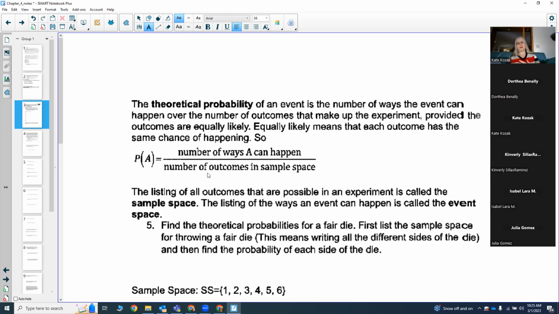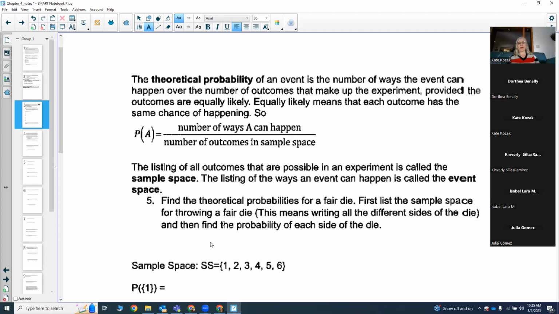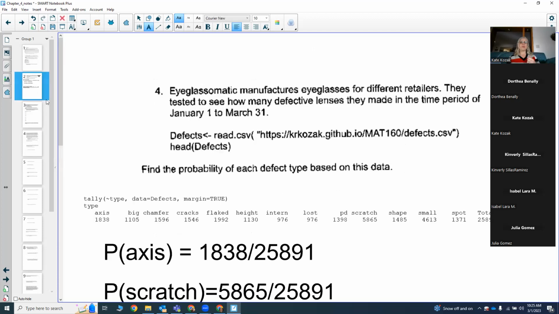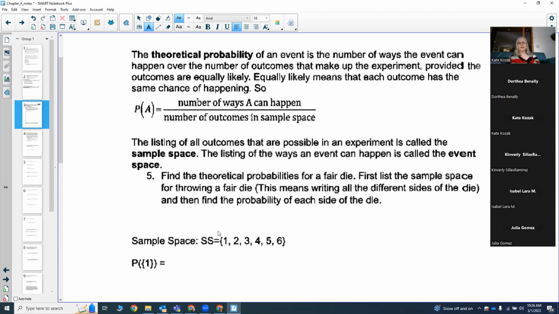So every probability, every example we do has what we call a sample space, which is a listing of every possible outcome that can possibly happen. So when I roll a die, I can get 1, 2, 3, 4, 5, or 6. So that's my sample space because I'm listing out all the different ways they can happen. On this previous example, my sample space would be all of the different items that could happen, all those different things that could happen. Here, my sample space is a listing of all the different sides that can happen.